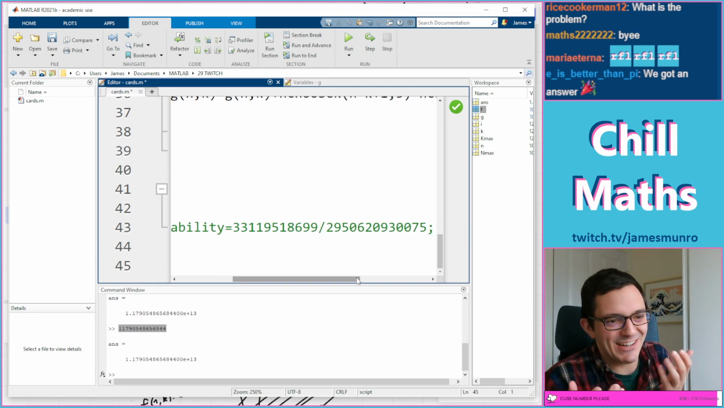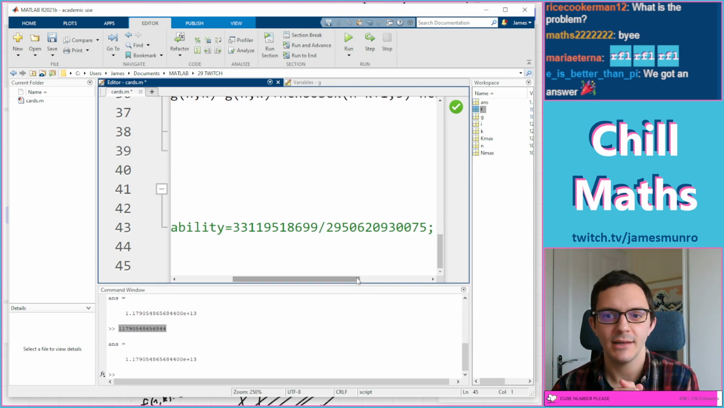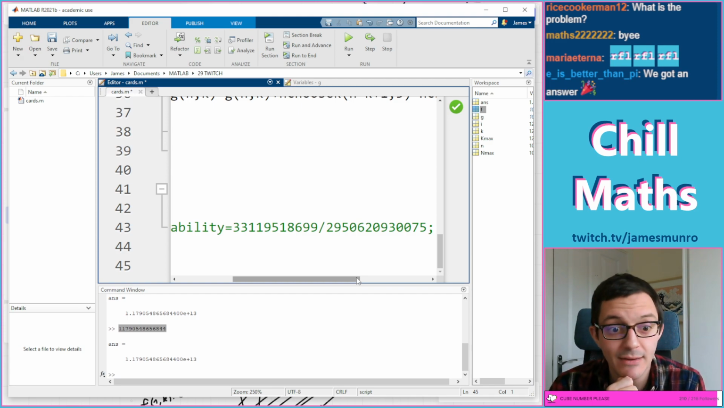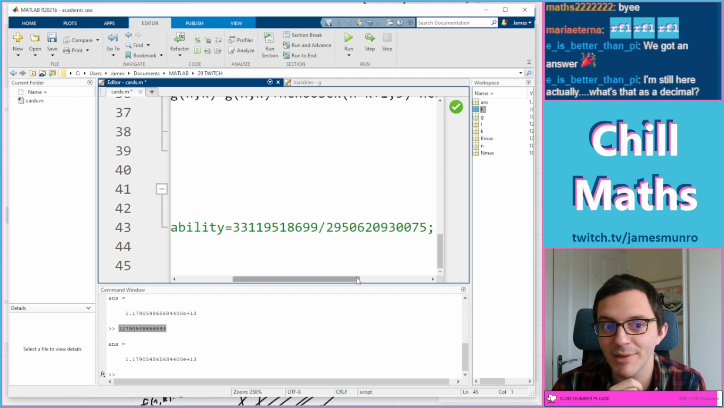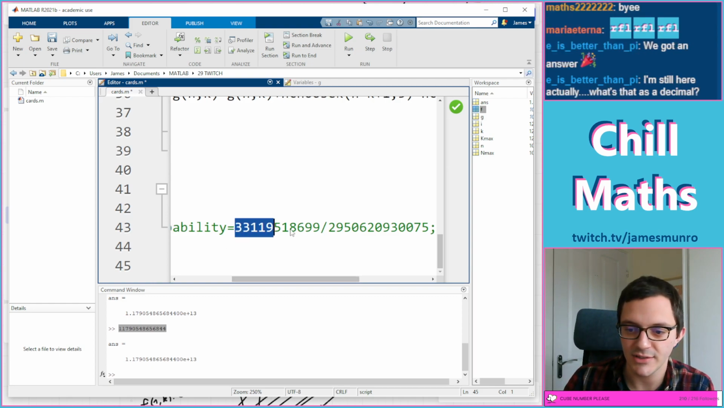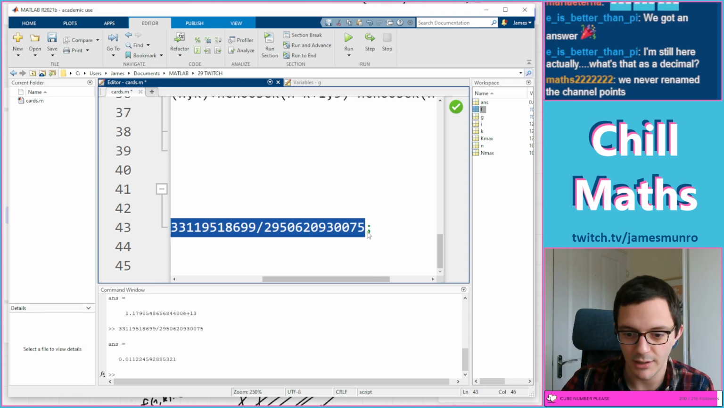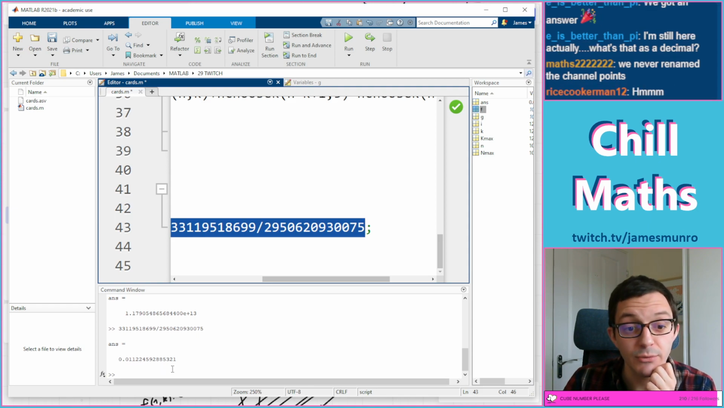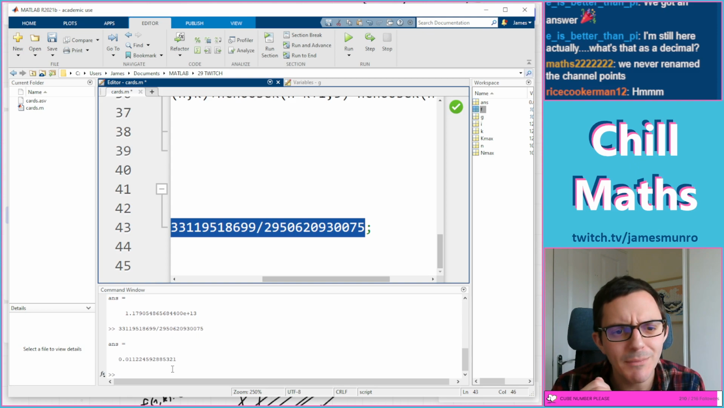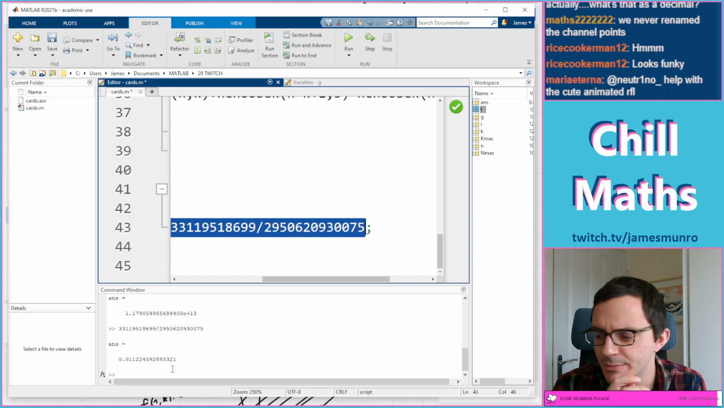This is not a satisfying answer, but along the way we have come up with different ways of counting these things and making sure that we're not doing any overcounting, or if we are, that we can keep track of how much overcounting we have got. As a decimal, that is 0.011224592885321. It's about 1% of the time, about 1.12%.